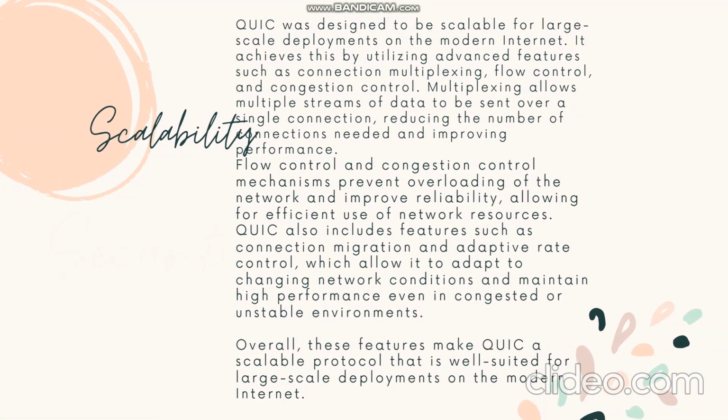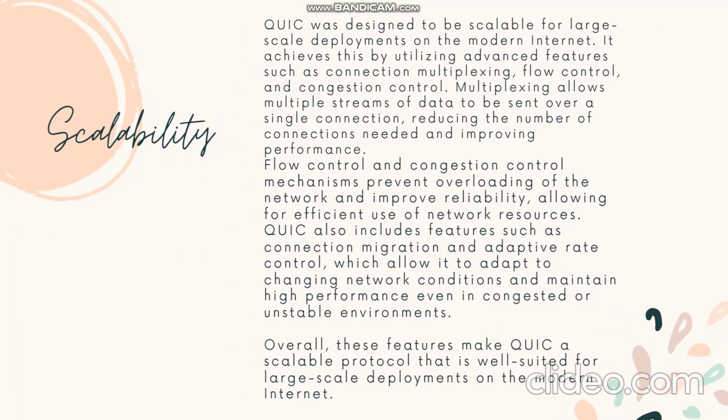QUIC was designed to be scalable for large-scale deployments on the modern internet. It achieves this by utilizing advanced features such as connection multiplexing, flow control, and congestion control. Multiplexing allows multiple streams of data to be sent over a single connection, and these details we have discussed already. But the congestion control mechanism and the flow control prevent overloading of the network and improve reliability.